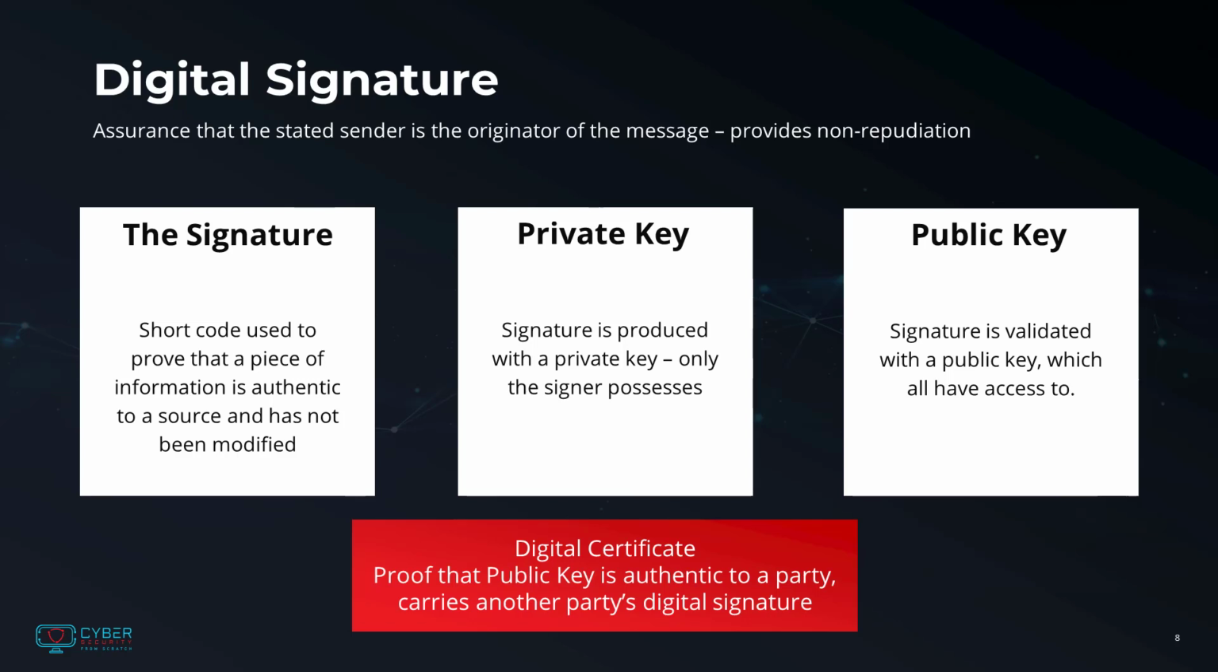One of the key objectives of secure communication is non-repudiation, or to say that the person who sent the message can't then later say that they didn't send the message or that it was altered. You have proof that the message is exactly what they sent. And the way that we do this is with the digital signature, which is a short code which provides that level of assurance. Now, the way this works is the signature is produced with a private key, which only the signer possesses. No one else in the world has that, and it's able to compute this signature value.